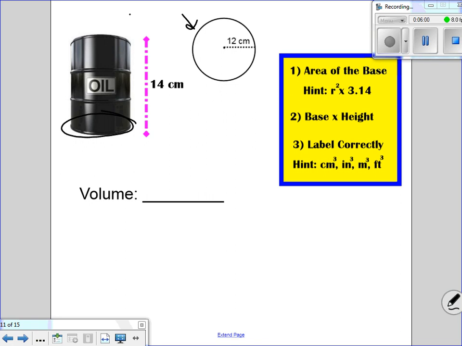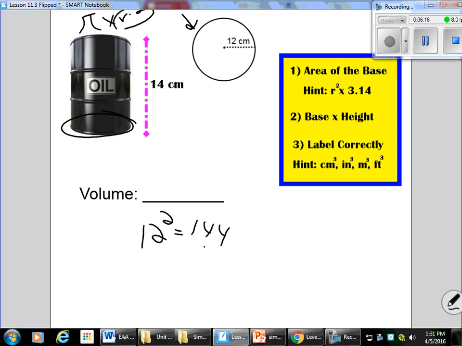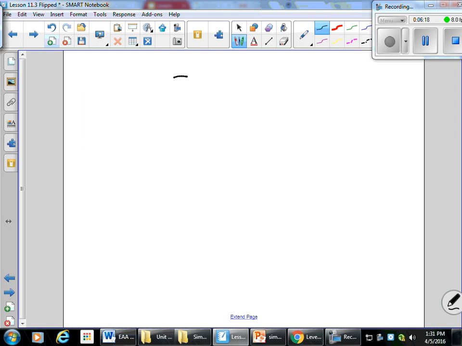12 times 12, 12 to the second power, gives me 144. Once I've done that, I have to multiply, because we're doing pi times radius squared, right, kids? Well, this radius squared right here is 144. We're going to go 3.14, I apologize, times 144.